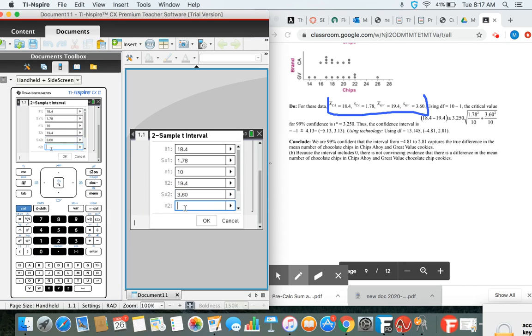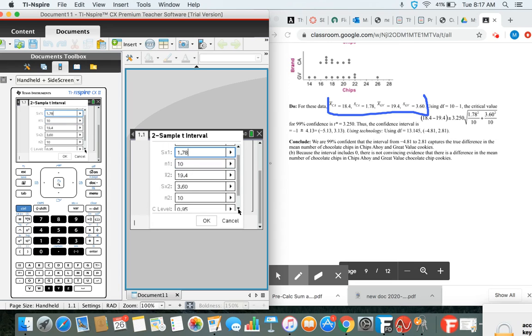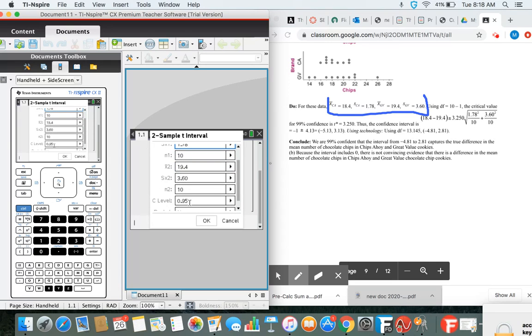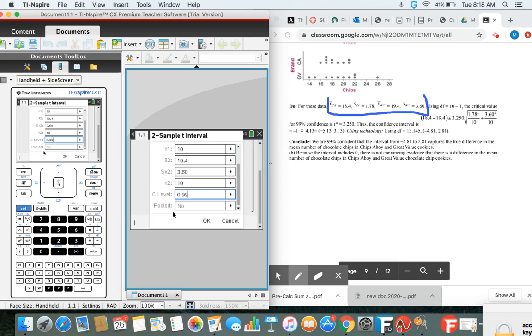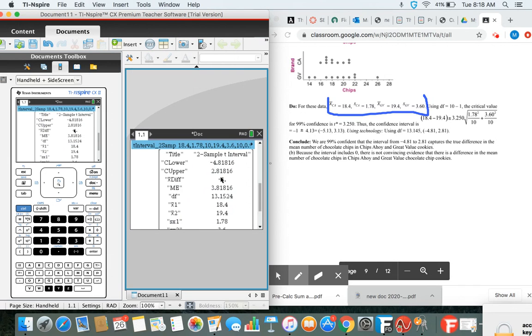Should this information not be given, we would have to use the data that we entered in list and spreadsheet. Now, what I did was I just hit OK because it wasn't on my screen. But you've got to scroll down. You've got to make sure that you enter the correct confidence level. Here they wanted us to find a 99%, so I had to make that 99. You don't have to worry about pooled data. Just hit OK. And now it matches up.